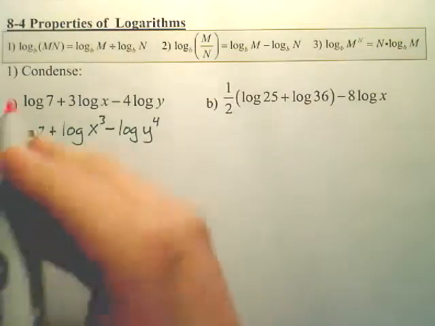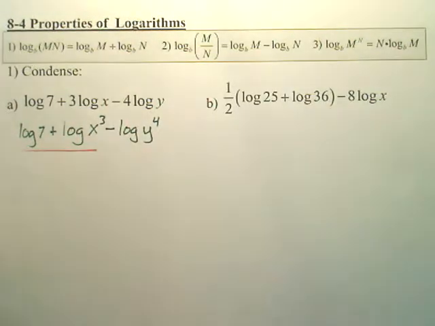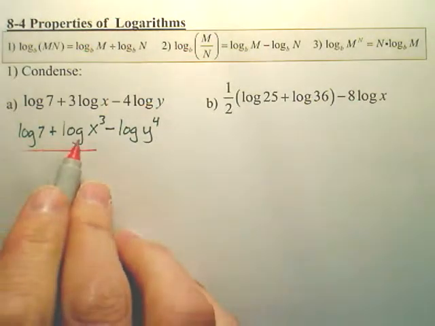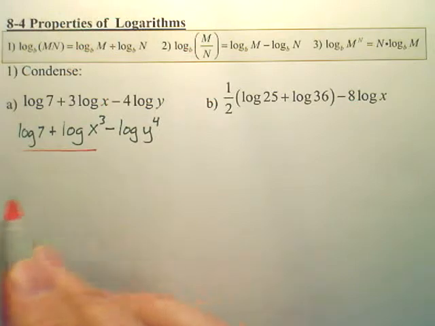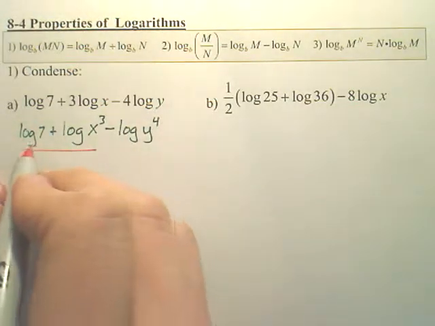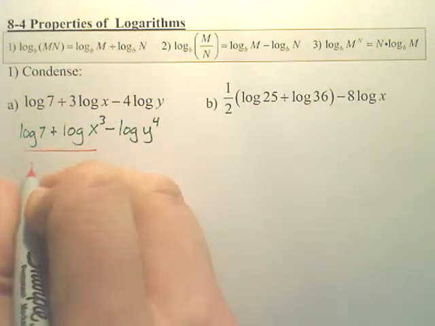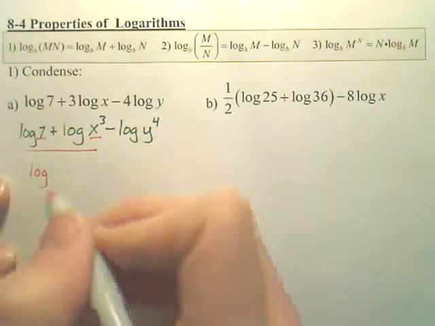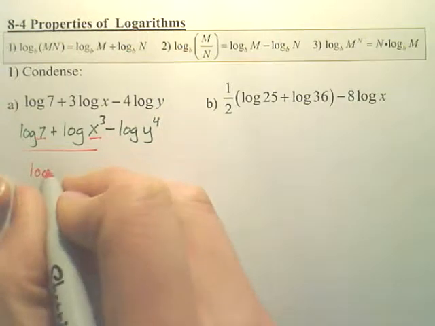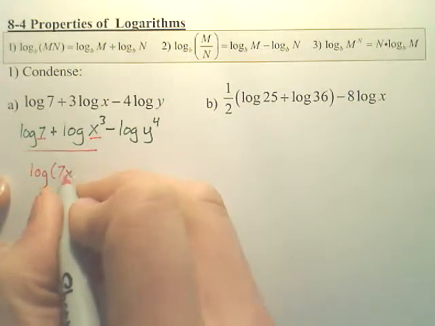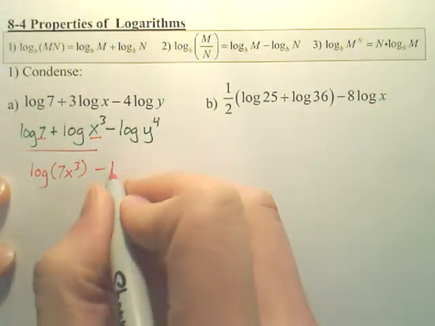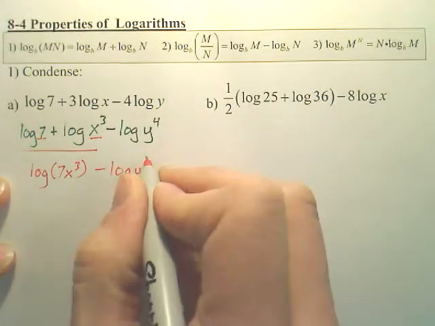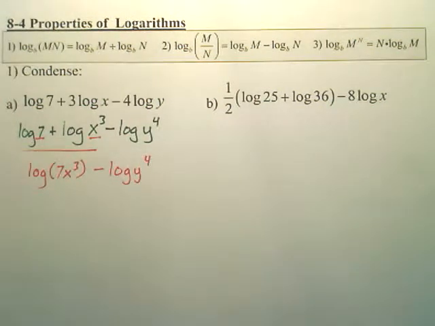Next, go from left to right. Look at those two. They are connected by plus. By the way, do all these have the same base? Yes, none, which is 10. So we could combine these. These can be condensed. And what does a plus do to these two things? Multiply. Plus means multiply. So inside of that log, you're going to have 7x cubed. And just rewrite the second piece, kind of like order of operations.